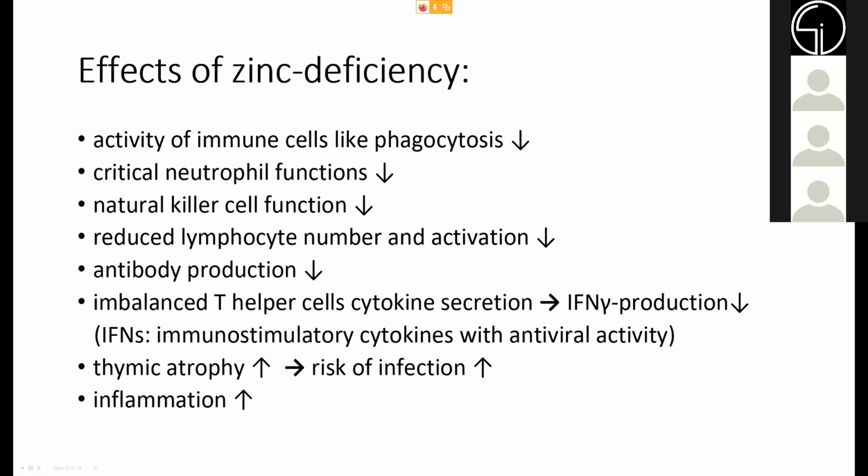Imbalanced T helper cell cytokine secretion, which reduces the interferon gamma production. It increases the risk of thymic atrophy, and by this increases the risk of infection. And altogether, zinc deficiency increases inflammation, the inflammatory condition.